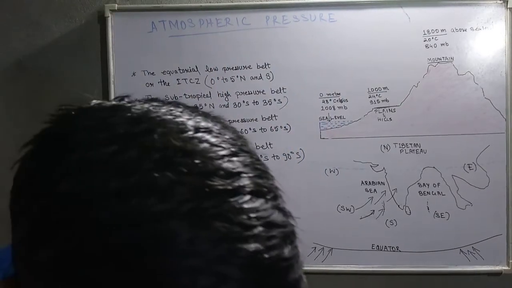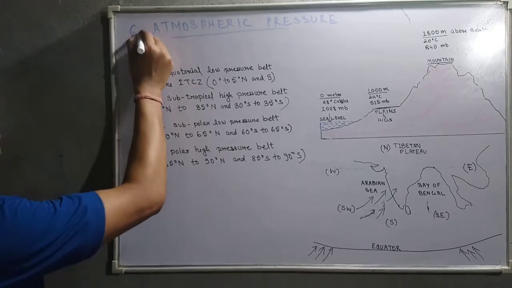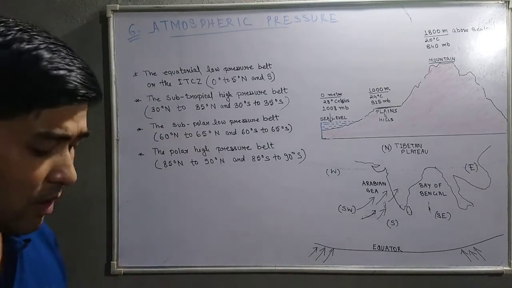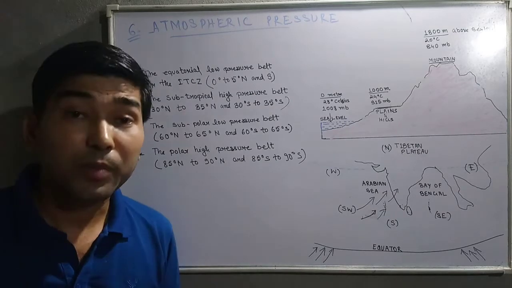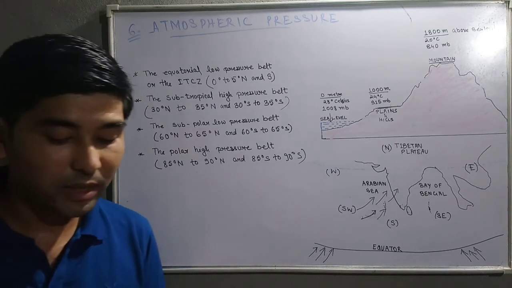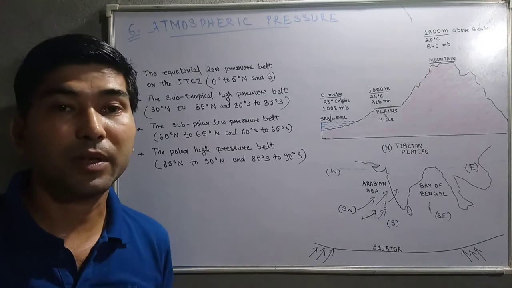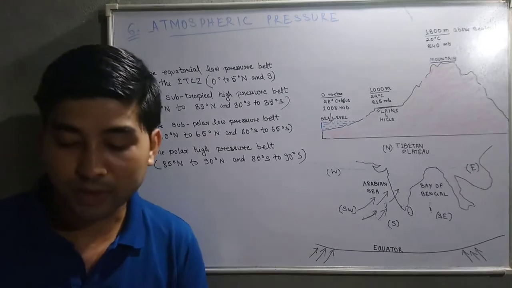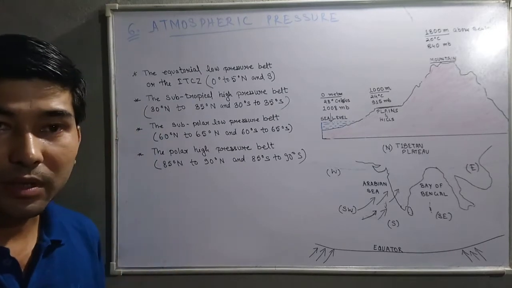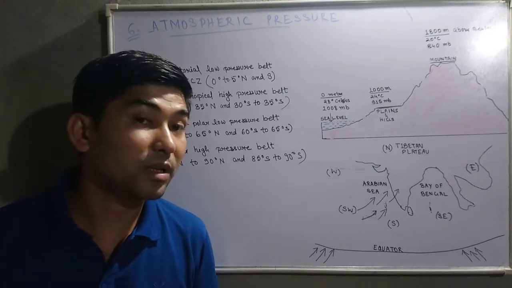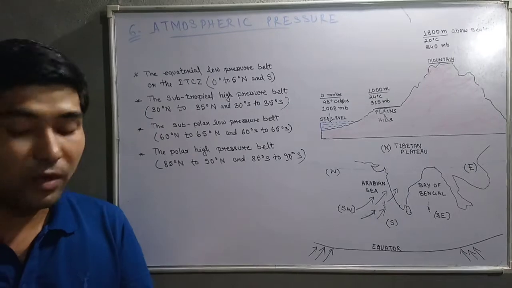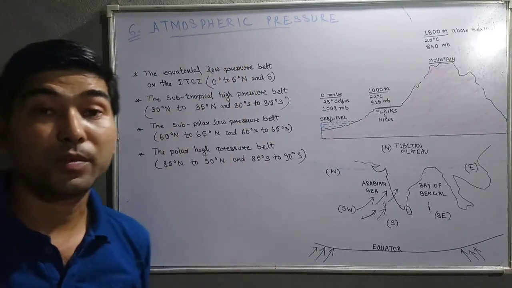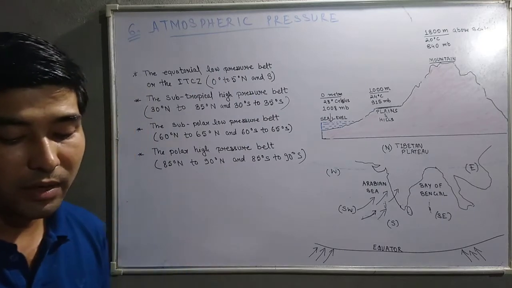Atmospheric pressure. Lesson number 6, and winds. In the previous lesson, we studied the elements of weather and climate, where we saw some interesting topics like temperature, atmospheric pressure, humidity and rainfall. So today we are going to discuss one of those elements, that is the atmospheric pressure and winds.